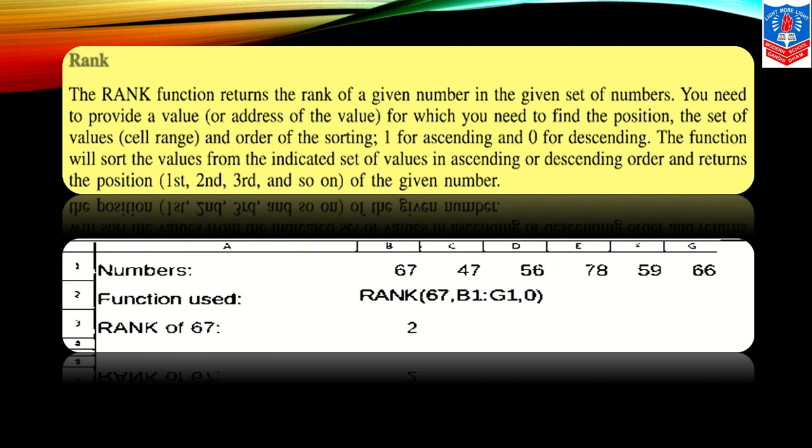Here the numbers are 67, 47, 56, 78, 59, 66 given in cells B, C, D, E, F, G. Now I want to find the rank of 67, comma B1 to G1, comma 0. So children, we asked which rank the number 67 has in this whole series of numbers. The first rank is having 78 marks, you can say, and 67 is the second rank. You can put the value and ask for that value's rank in the series list. I hope you got it, children.